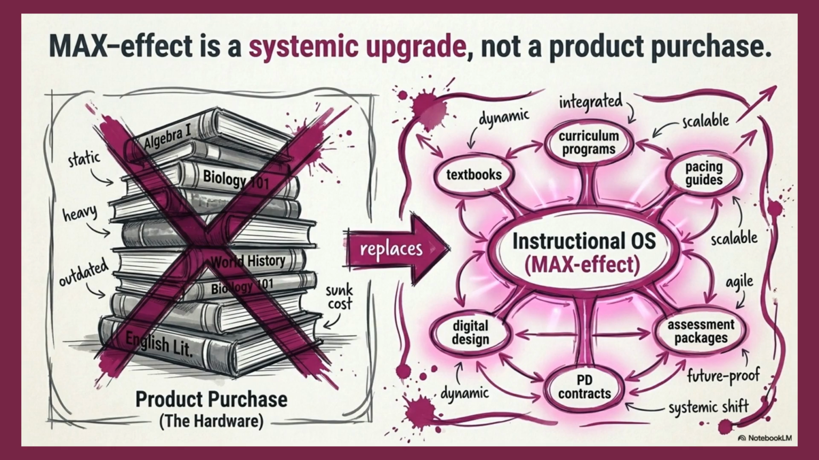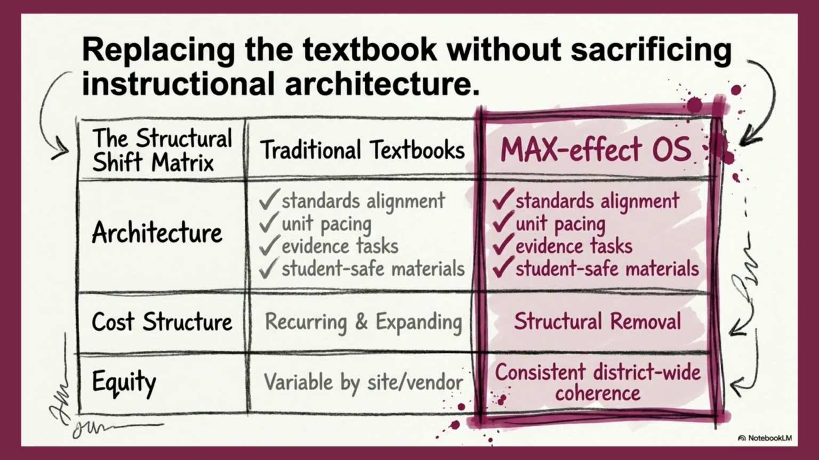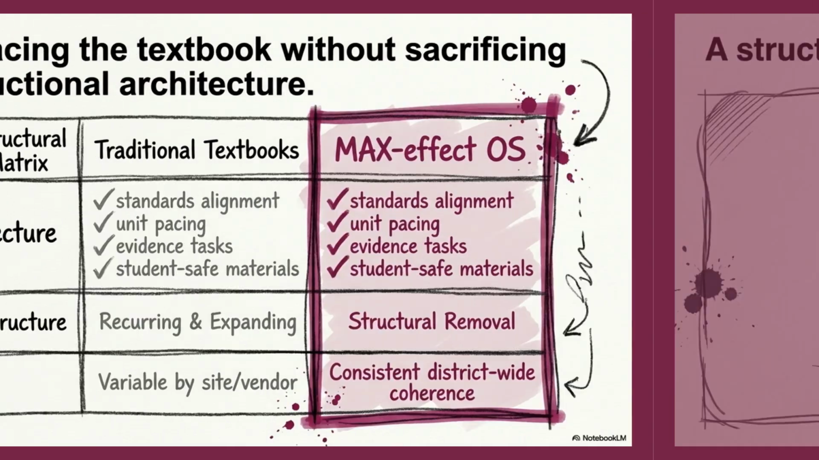Max Effect is a systemic upgrade, not simply a product purchase. It replaces the static, heavy, and outdated product purchase with an instructional OS that is dynamic, integrated, scalable, agile, and future-proof. Replacing the textbook without sacrificing instructional architecture is achievable. The Max Effect OS provides the same architectural elements as traditional textbooks, but offers structural removal of recurring costs and consistent district-wide coherence for equity.